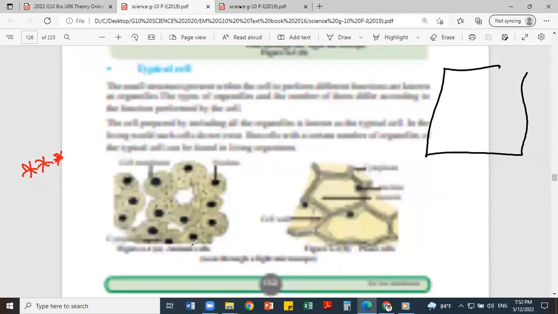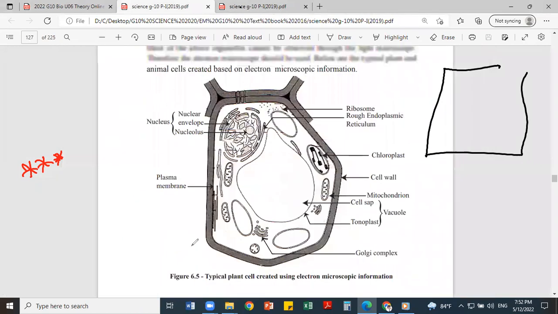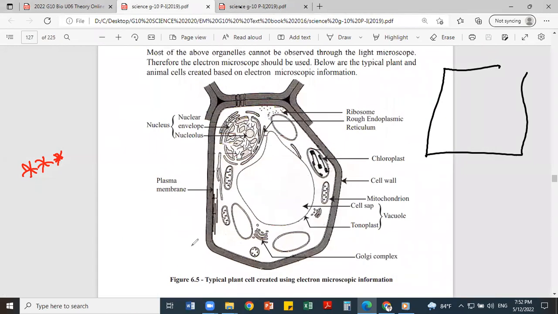This is a typical cell. Can you see the screen? Please raise your hand those who can see the screen. Right, okay, good. Now this is the textbook, the typical cell given.